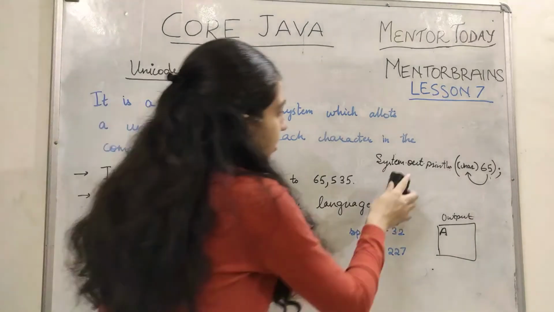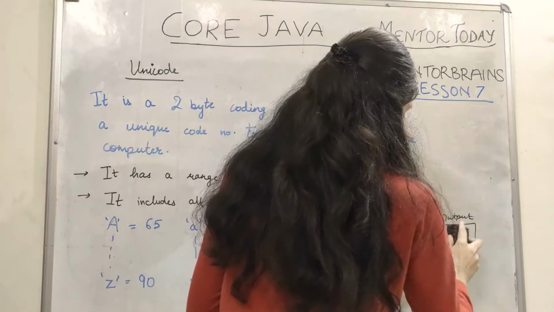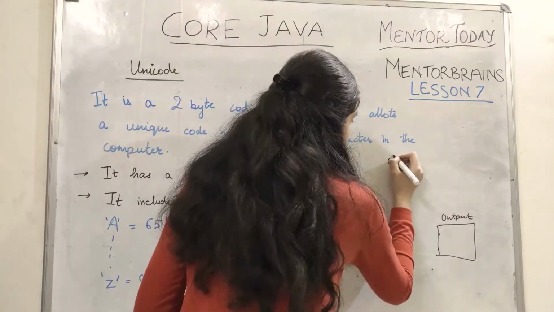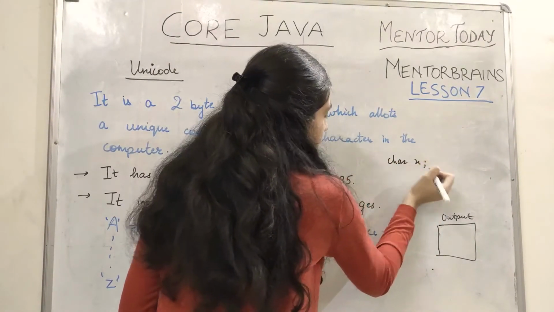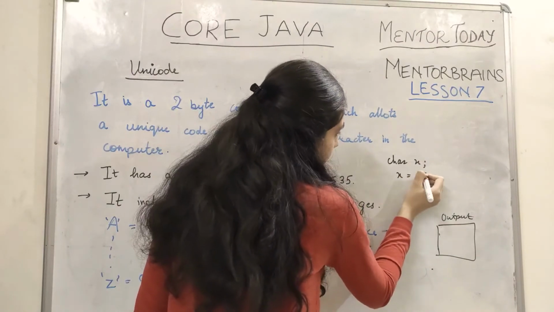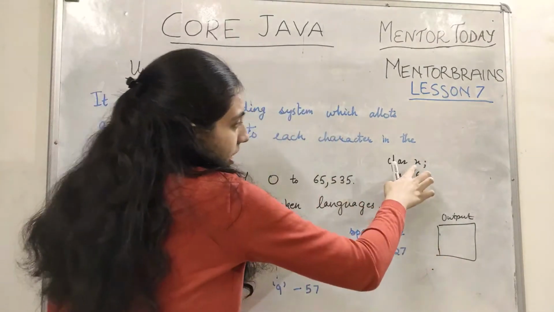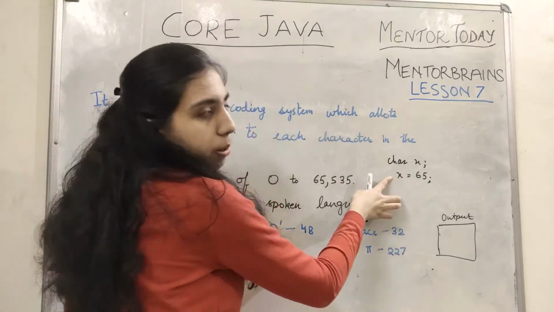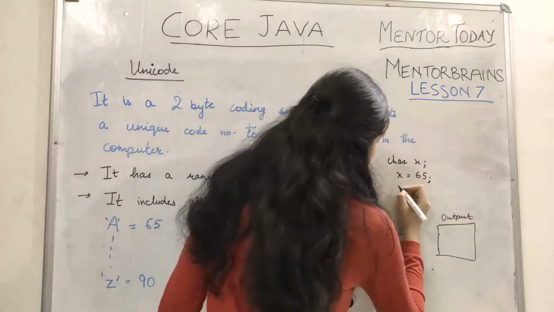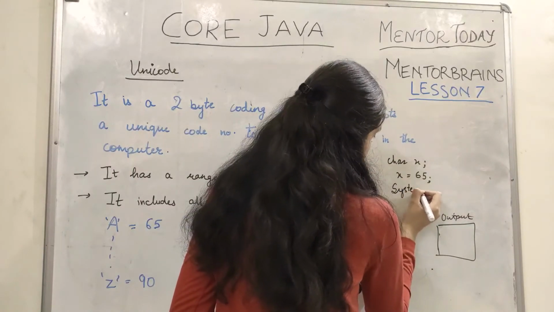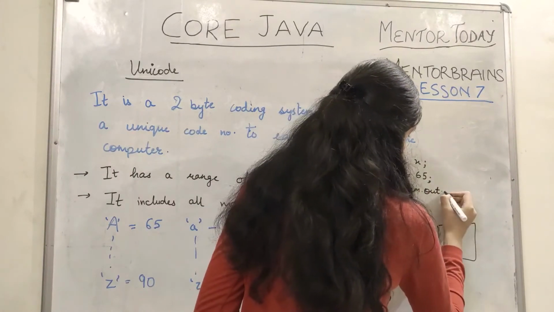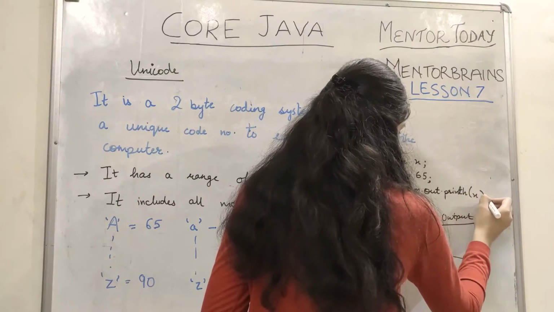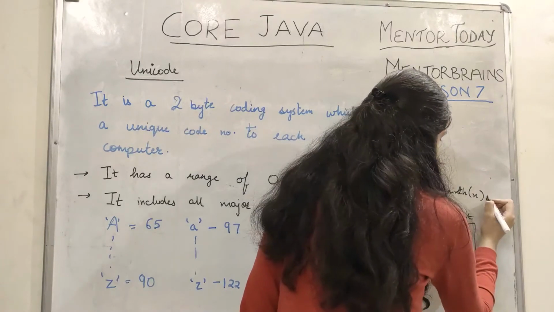The third example can be that I write char x, then I assign the value 65 here. You see, this x is character type, but still it's accepting 65. No error will come on executing this statement. And then I write System.out.println x. Now what will be the output?